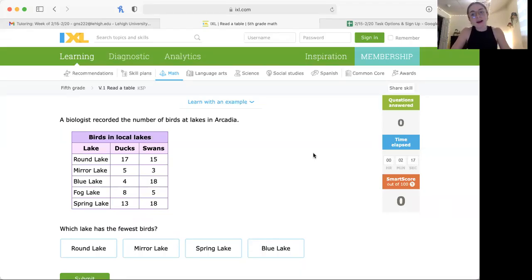I'm a junior at Lehigh, and today I'm going to be going over tables and how to read a table. I'm sure you guys have had some practice with this and have read tables before, but we're just going to go through a few examples, and the first one I'm actually going to walk through with you guys step by step.